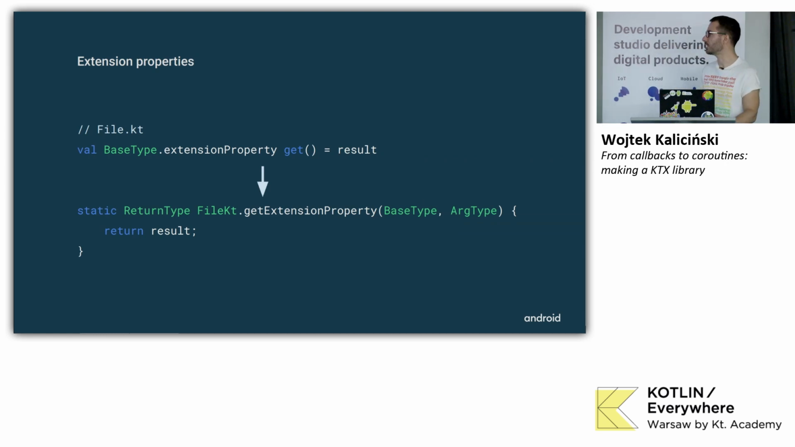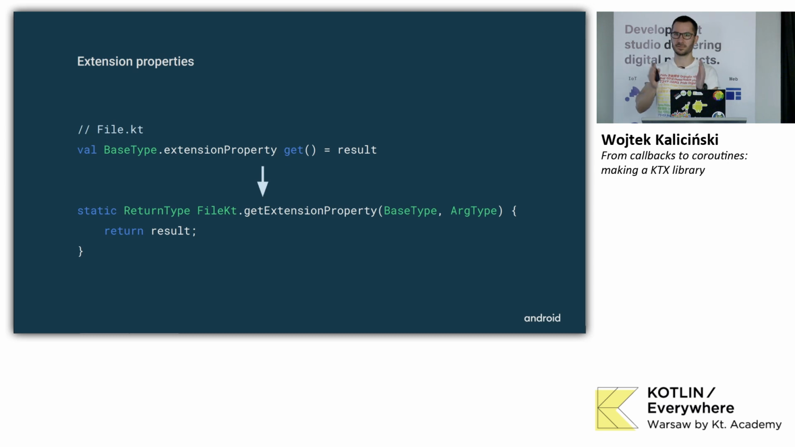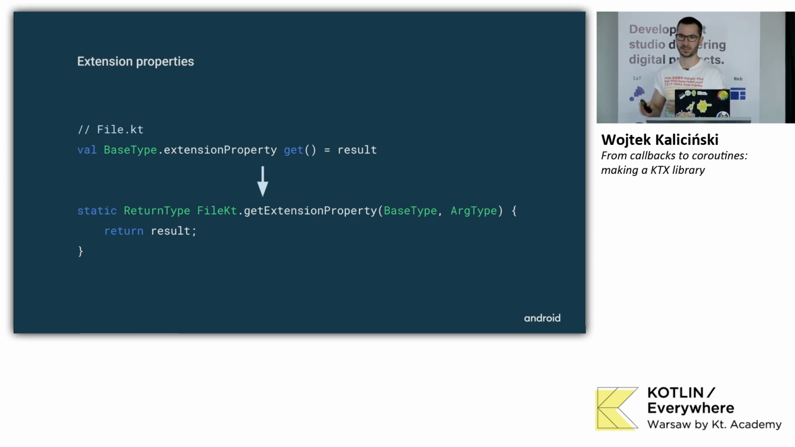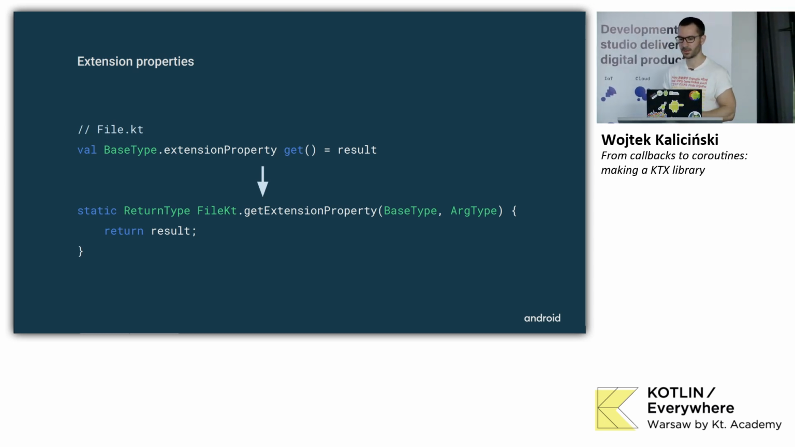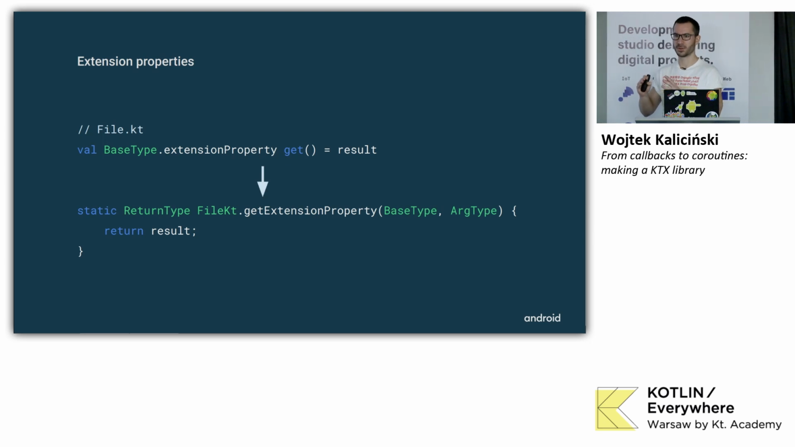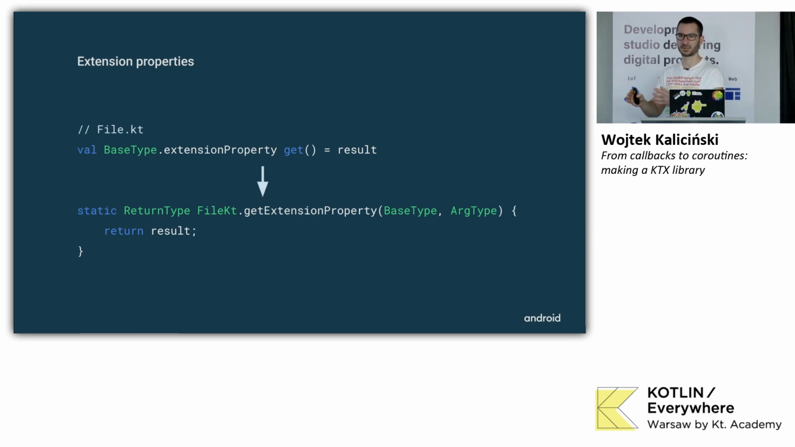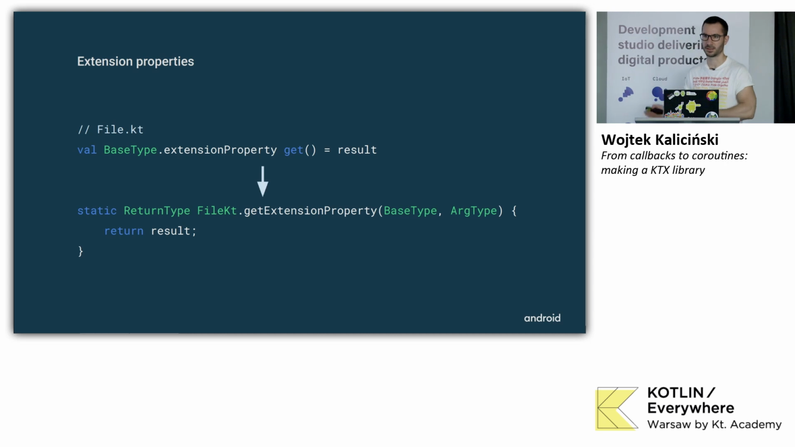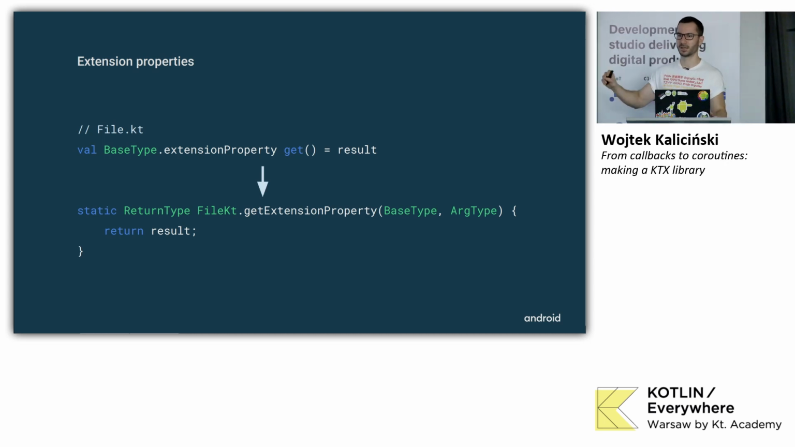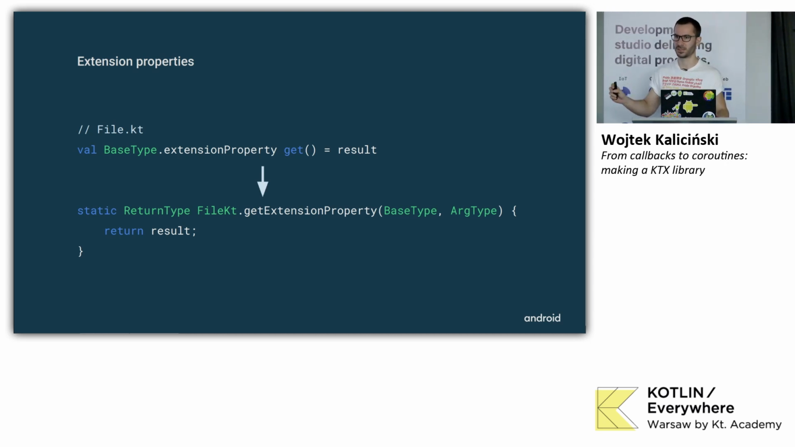And just very quickly, extension properties. Now, we know properties and functions, talking about regular properties and regular functions, are different, right? One will create a backing field. So if you define a property on a Kotlin class, it will define a backing field in your JVM class that can hold some data.